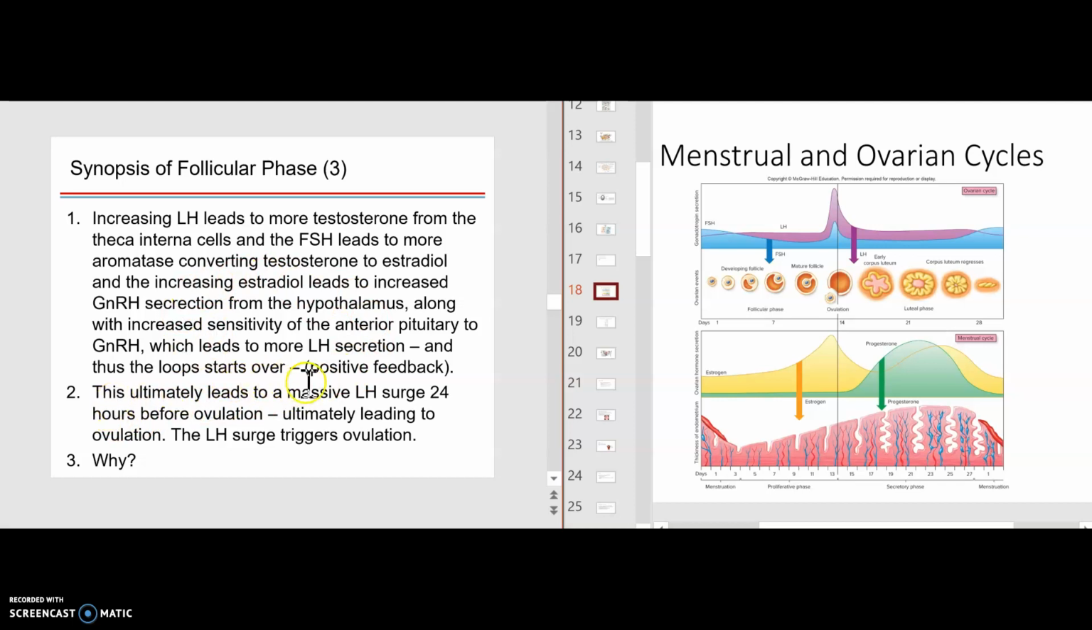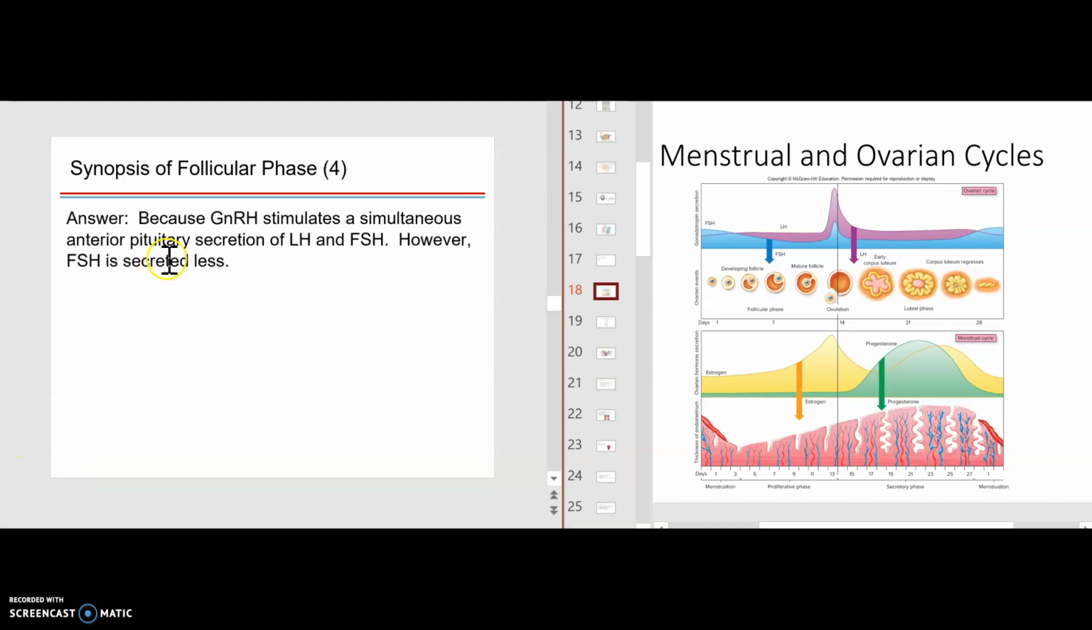This ultimately leads to a massive LH surge 24 hours before ovulation, ultimately leading to ovulation. The LH surge triggers ovulation. And then I have why: because gonadotrophin releasing hormone stimulates a simultaneous anterior pituitary secretion of LH and FSH. Okay. So, in other words, the LH surge leads to the ovulation. All right.